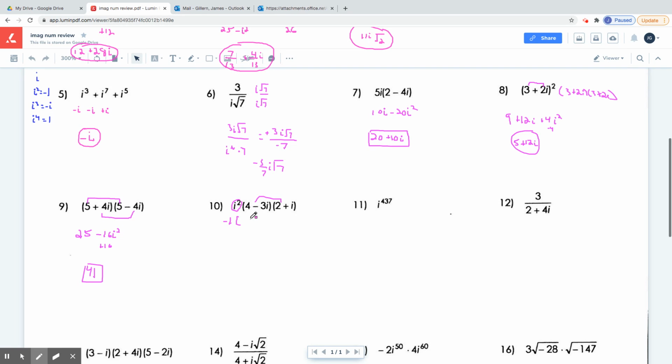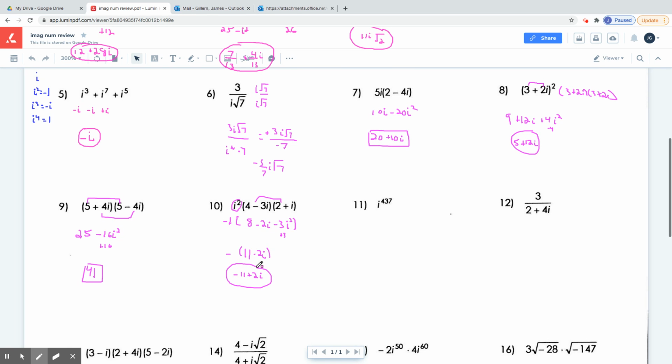So 4 times 2 is 8. 4 times i is 4i. Negative 3i times 2 is negative 6i. So I get positive 4i, negative 6i, which is just negative 2i. Negative 3i times i is negative 3i squared, which is really a positive 3. 8 and 3 is 11. So I have 11 minus 2i. And then we're going to multiply by the negative on the outside, which means it becomes negative 11 plus 2i.